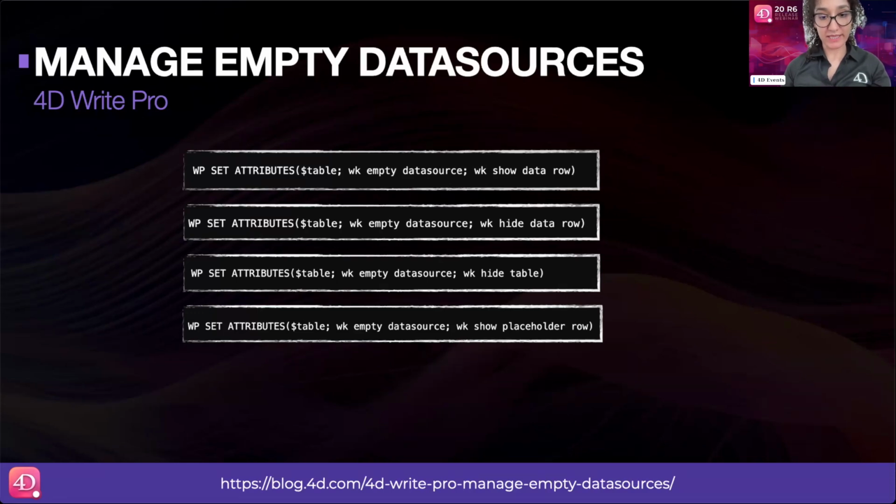It's a great way to eliminate unnecessary clutter. And the last option is display a placeholder row, allowing you to provide a clear message or placeholder when data is missing. You can check the blog post where all these options are illustrated.